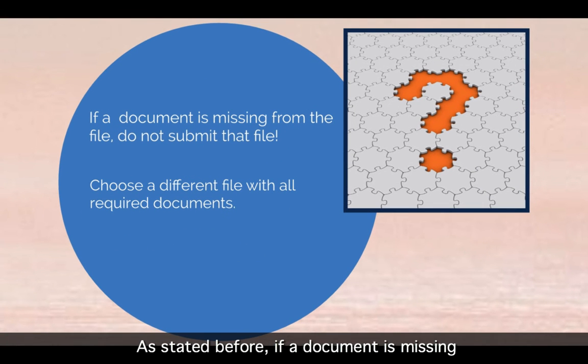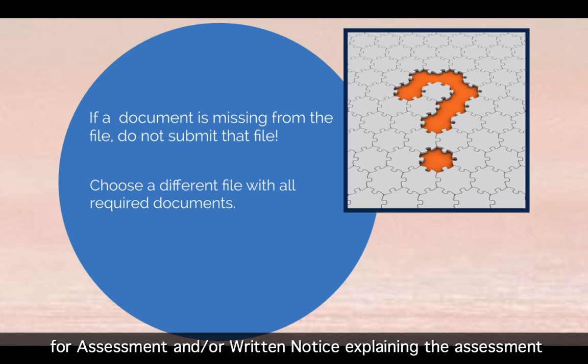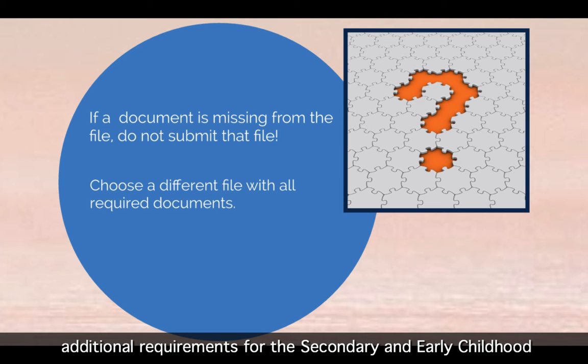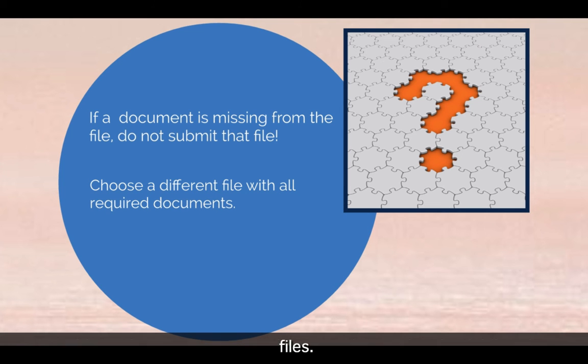As stated before, if a document is missing from the file, do not submit it. The required documents include the consent for assessment and/or written notice explaining the assessment plan, the eligibility report, and the IEP. There may also be additional requirements for the secondary and early childhood files.